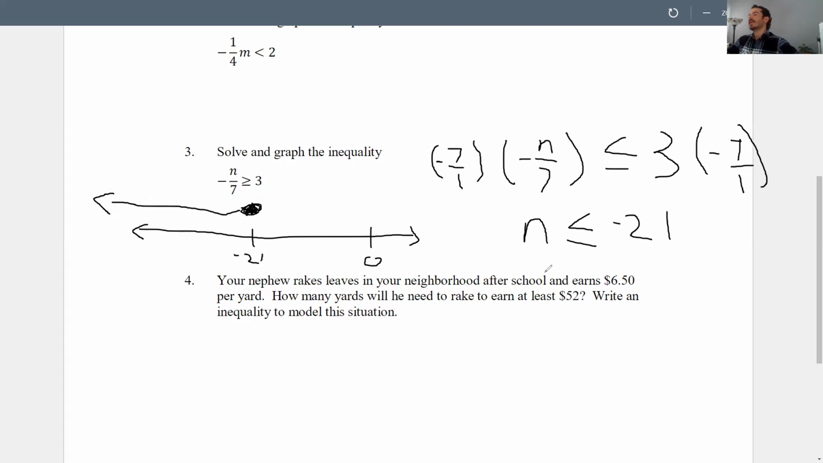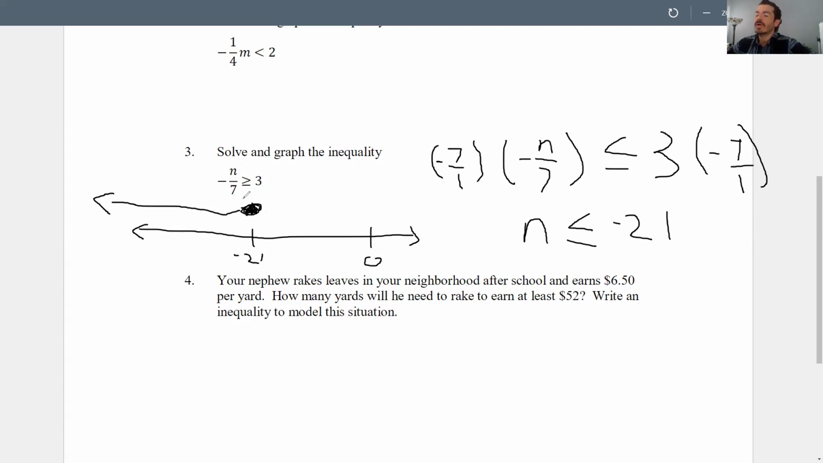Okay, so let's check. If I were to plug in 0, would this be true? Well, 0 divided by negative 7 is 0. Is 0 greater than or equal to 3? It's not. And that's what my graph indicates, and that is what my solution indicates as well. So that's good, right?